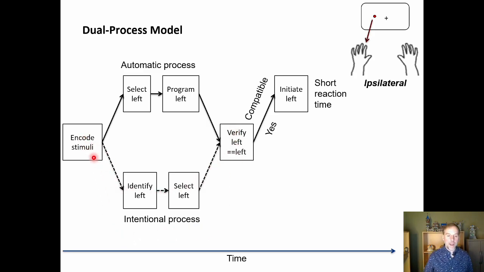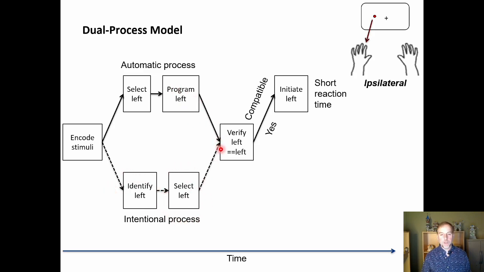Our intentional pathway, instead of just doing the most obvious thing, is going to think about the situation and the instructions given to the participant. So it says there's something on the left. We know that from this early stimulus identification. Well, what am I supposed to do? What are the instructions? Well, it's ipsilateral, so when there's something on the left, I should make a left response. So I'll select a left response.